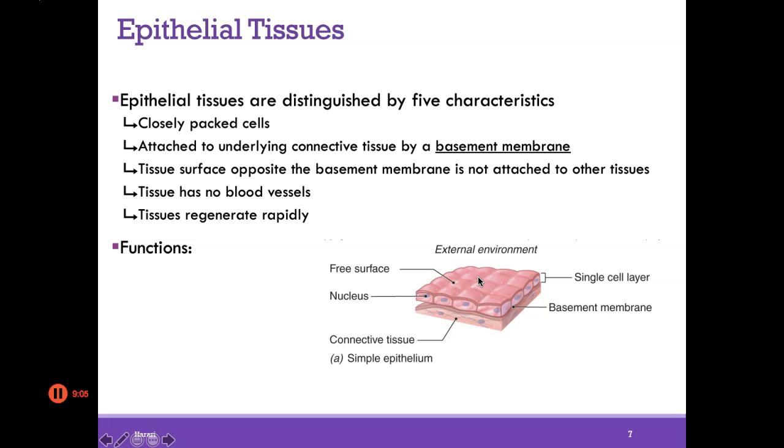So epithelial tissue has several functions that we must understand before moving forward. First, protection. Epithelia are responsible for protecting deeper tissues from invasion and injury. For example, the epidermis of the skin is a barrier to infection, and the inner lining of the stomach protects its deeper tissues from stomach acid. So epithelial tissues are good for protection.